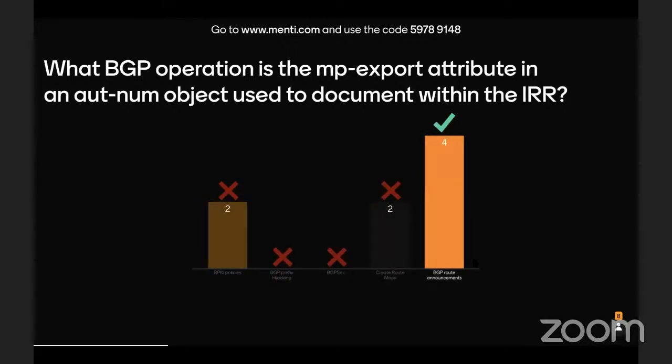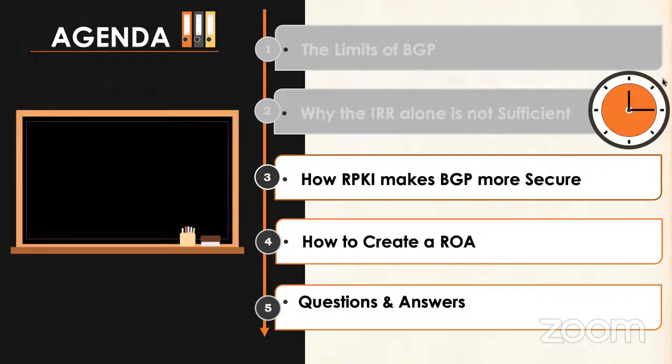Okay. Four people found the right answer. Thank you. Yes, it's BGP route announcements. If you looked at the aut-num object that Dev showed you guys, you can see that the MP export attribute was what you announced to your peers. It's like an AS is your country, and you are trying to announce or export goods out.